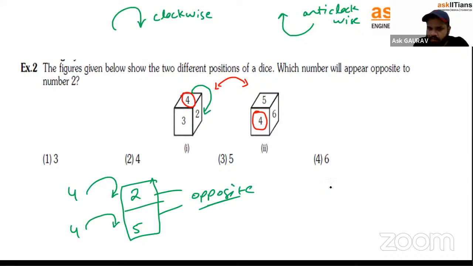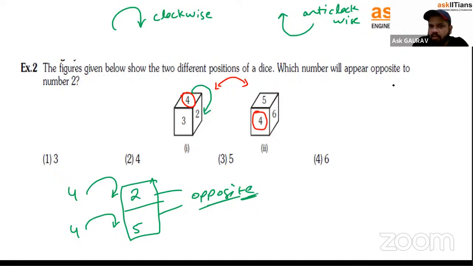This is how you get your answer, right? How I have done it: I first see which face is common. 4 is common. So what is the clockwise to 4? In the first, it is 2. And what is the clockwise to 4 in the second? It is 5. It means that 2 will be opposite to 5. That's it. 2 will be opposite to 5.